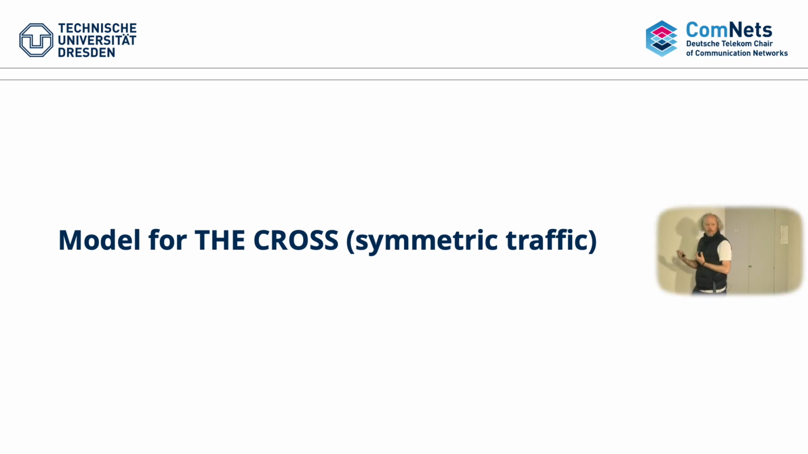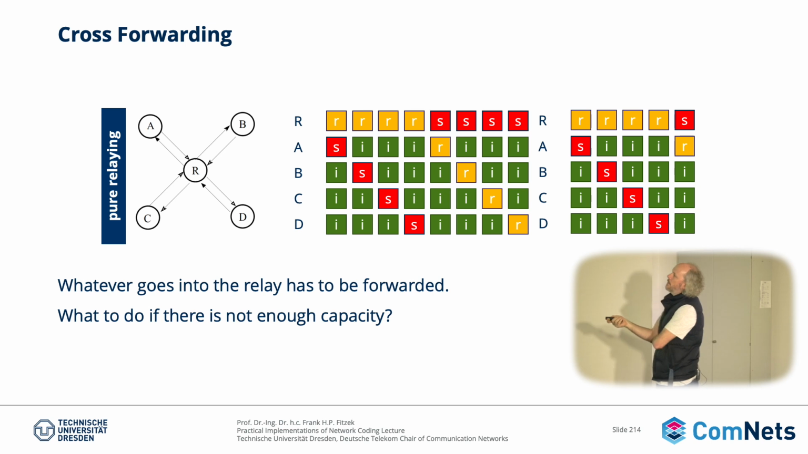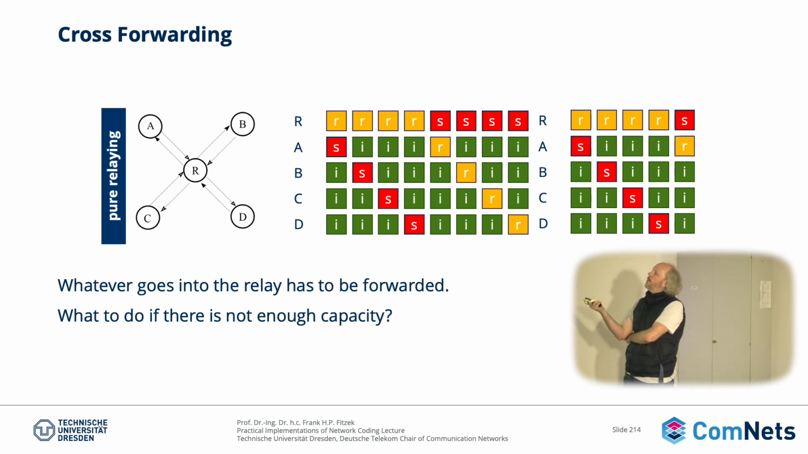Can we do these kind of models also for other things? One of the things we would like to do is look into the cross. Alice and Bob was easy, but what is, for example, with the cross? If you have symmetric traffic and you have the cross, what will happen? Alice and Dave here, they're exchanging something. Charlie and Bob are doing the same.